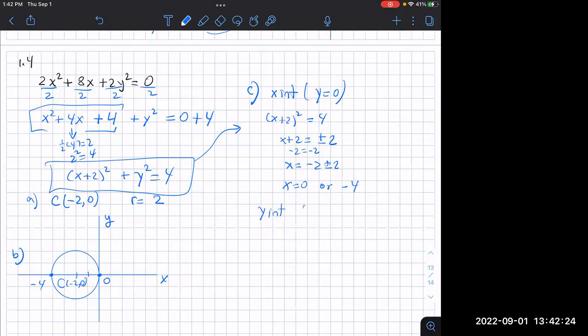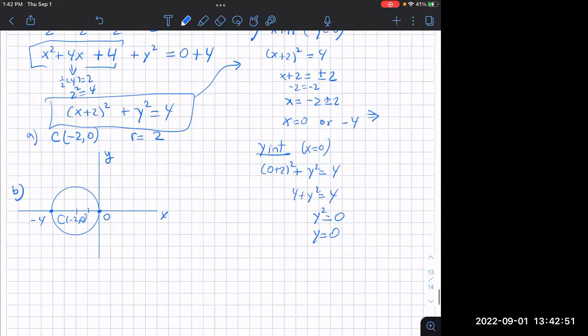And that is your 0 here and your −4. For the y-intercept, it would be 2 squared plus y squared equals 4, so y squared equals 0, so y equals 0. Very good. So this one takes you to (0, 0) and (−4, 0). Very good.